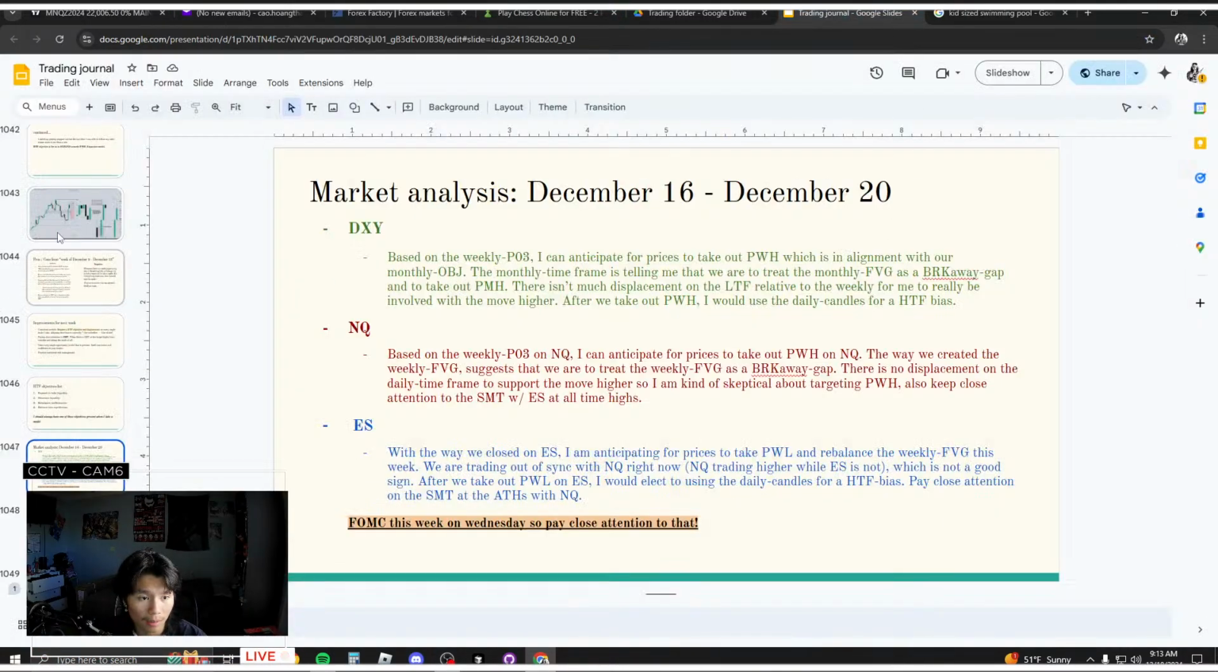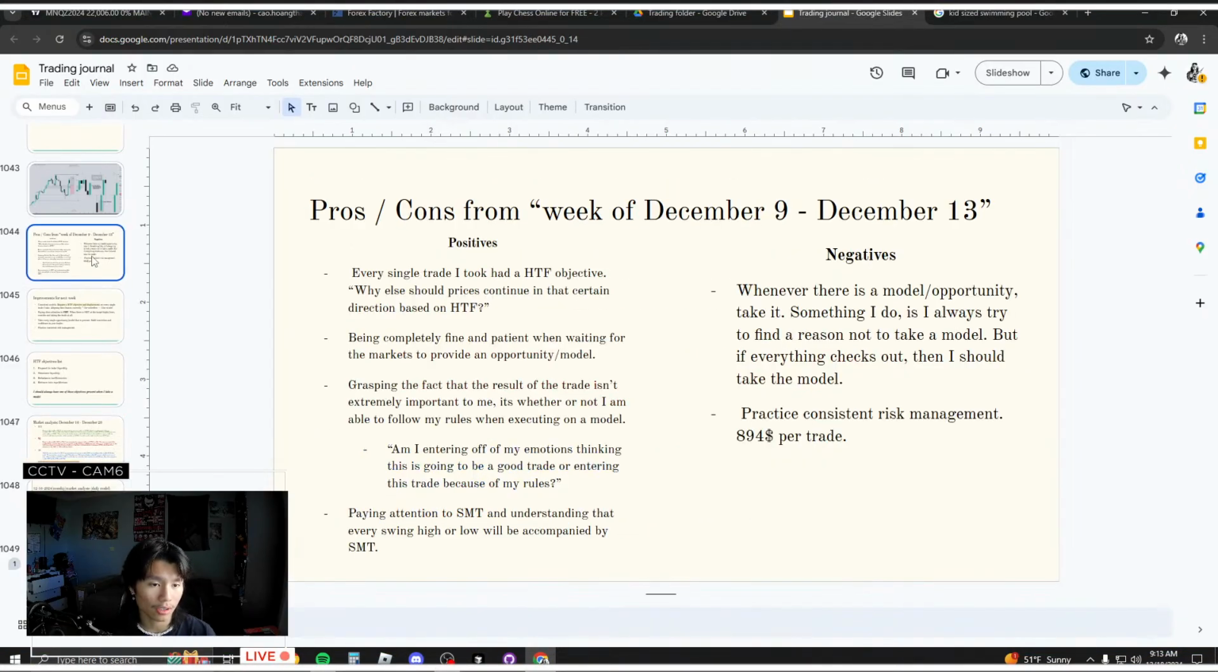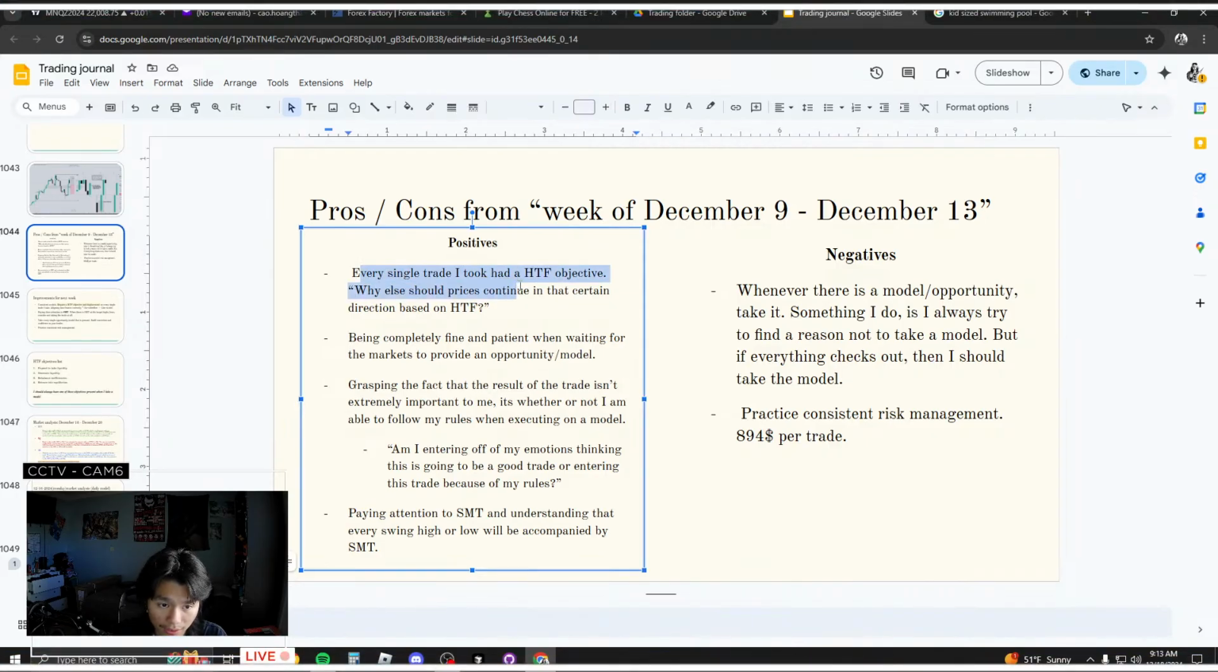I'm going to go on to some of the pros and cons with you guys, just so I can really establish a strong foundation. So the first positive from the previous week, at least, is that for every single trade that I took or had in mind of taking, I asked what the higher time frame objective was. I always require a higher time frame objective, and you guys saw me do that this morning.